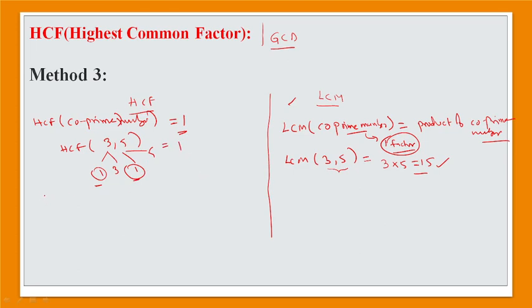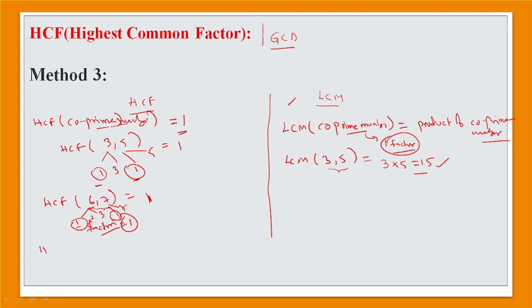Let us consider one more example: HCF of 6 comma 7. Here 6 is not a co-prime number, but we observe the main idea behind this: the common factor will always have to be one between the two numbers. Suppose the factors of 6 are 1, 2, and 3, and the factors of 7 are 1 and 7. What will be the common factor present in both the numbers? The common factor present in both the numbers will be only 1. So the highest common factor will be 1 here.